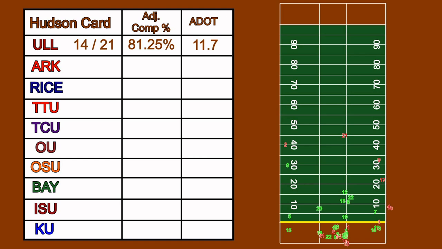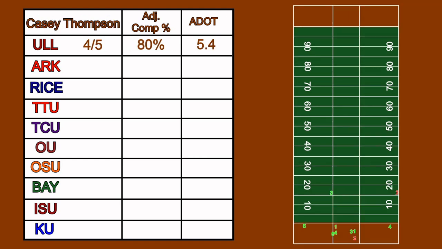Then we're gonna go look at Casey Thompson from that game. He didn't do too much, mostly screen passes. This is a lot easier to see the spray chart because there's not as much clutter going on there. Pretty simple. His adjusted completion was the same as his straight up.